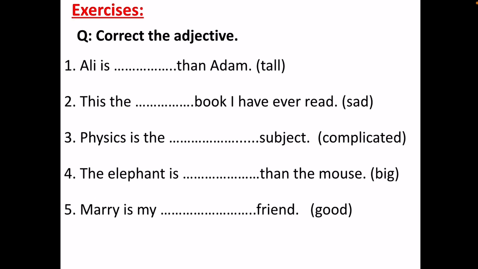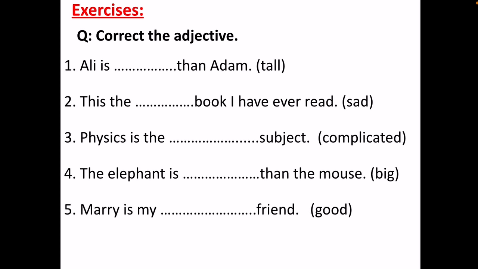Now let's do some exercises. As usual, I want you to bring paper and pencil, try to solve the exercise with me, and then after you finish, play the video again so that you can see the answers. Correct the adjective. Ali is dash than Adam. This is the dash book I have ever read. Physics is the dash subject. The elephant is dash than the mouse. Mary is my dash friend. Okay, solve them. Okay, we'll come back again.